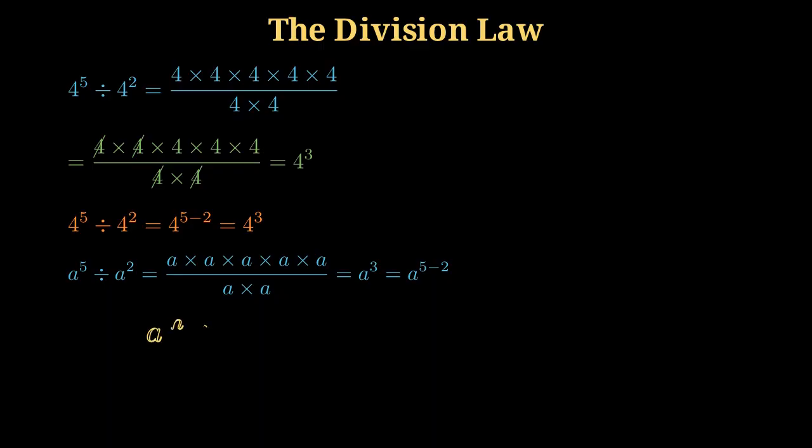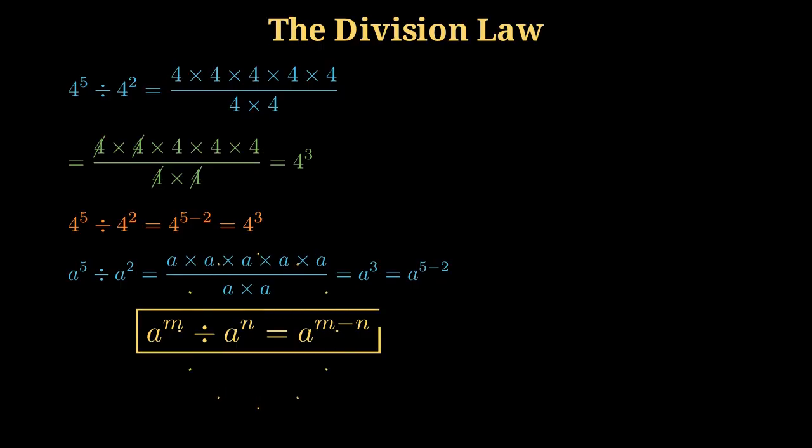So here is the division law of indices. When dividing numbers in index form with the same base, we subtract the indices and maintain the base. A to the m divided by a to the n equals a to the m minus n. Multiplication adds, division subtracts. Those are the two laws of this lesson.